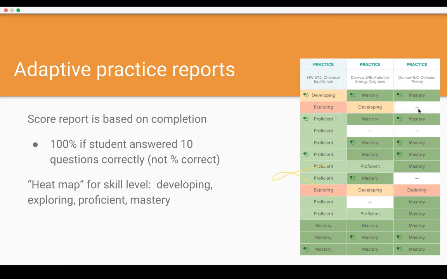And then you can go click on those white squares with the dash. That student didn't turn it in. So if you click on that, you can see if the student attempted the assignment. And if they just forgot to turn it in, you can take care of that.